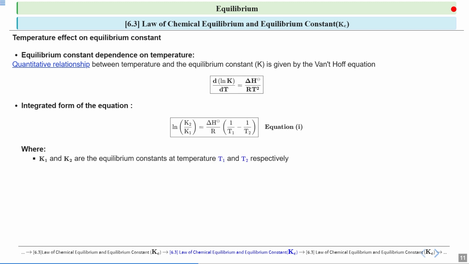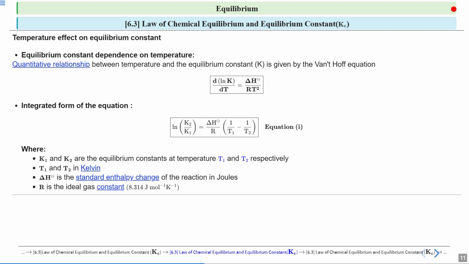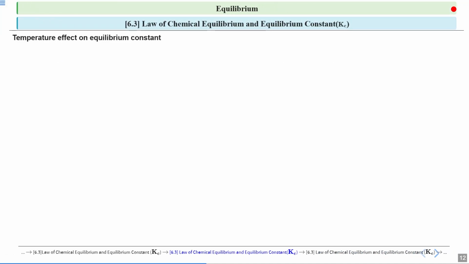First of all, what are K1 and K2? They are equilibrium constants at two different temperatures, T1 and T2. T1 and T2 will always be in Kelvin. It's very obvious. Further, this delta H naught here is the enthalpy change for the reaction in terms of joules. And finally, R is the ideal gas constant, whose SI unit value is 8.314 joule per mole per Kelvin. Then, moving on to the various aspects of this equation.